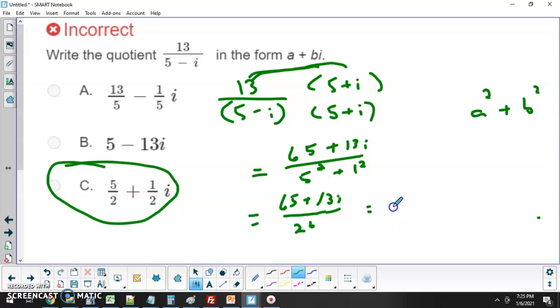But, see, you got to reduce 65 over 26, okay? And it could be 13 over 5, but really you're dividing both by 13, and you get 5 over 2 for this part, and then 13 over 26 reduces to a half, okay? Because 13 goes into 26 twice, so that becomes a half i. And there you go. That's that one.